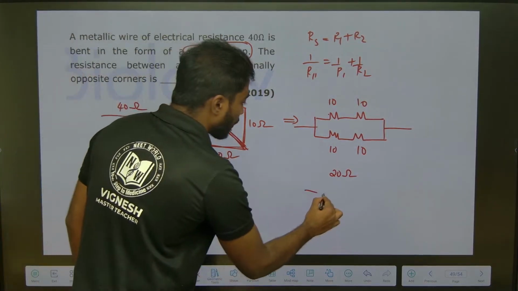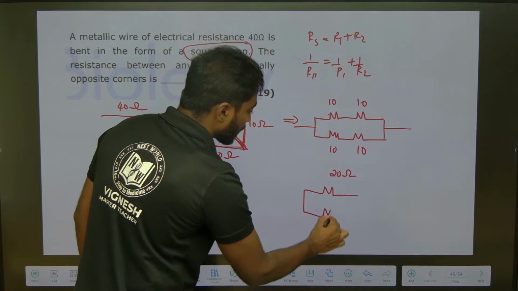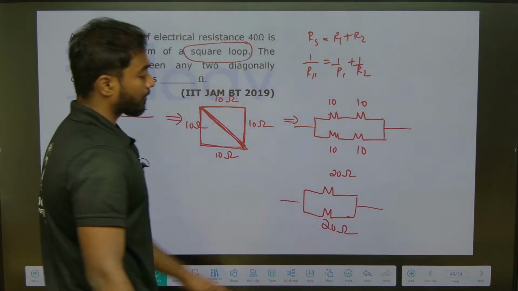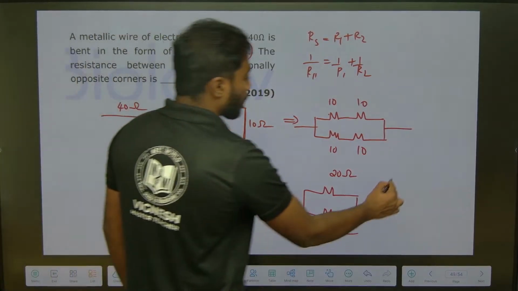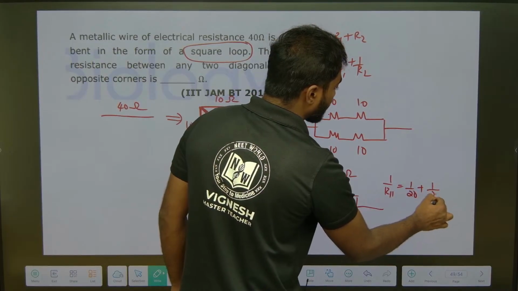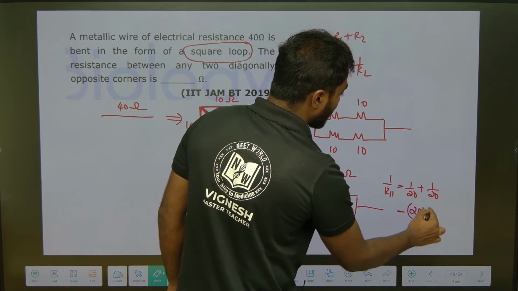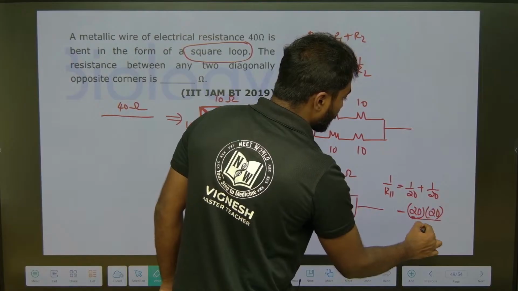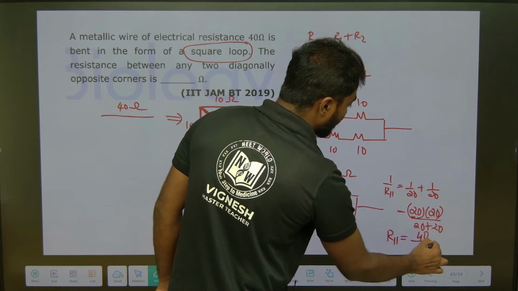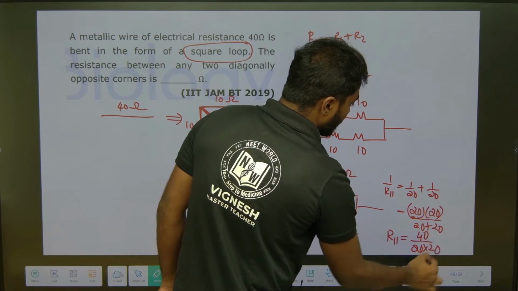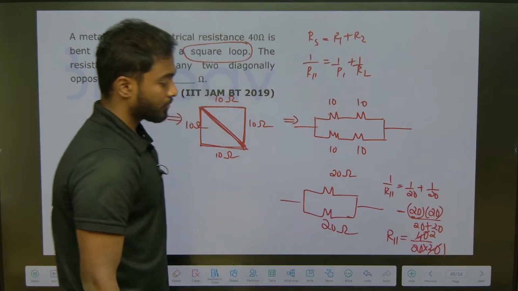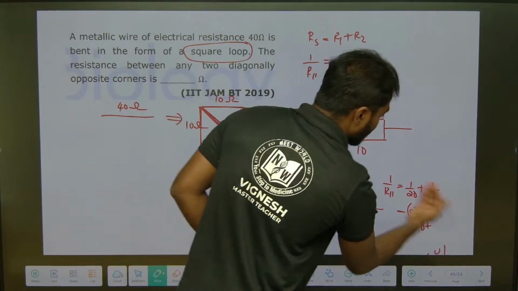Now this is 20 ohm and this is again 20 ohm. So what is the resultant here? 1 by R parallel will be equals to 1 by 20 plus 1 by 20. If I cross multiply, 20 plus 20 divided by 20 into 20. So R parallel will be equals to 20 into 20 divided by 40. Okay, let me write it here.